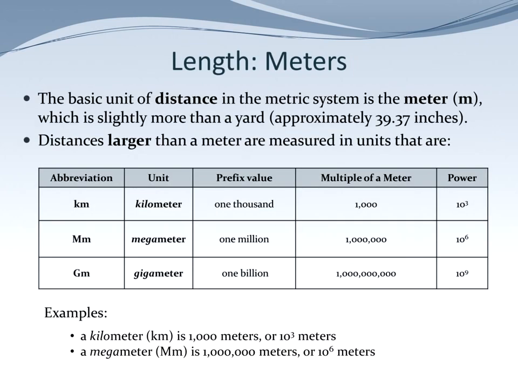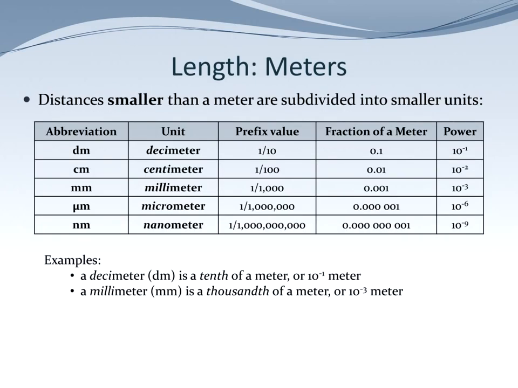The metric unit of length is the meter, which is slightly longer than a yard. We can describe distances that are larger than a meter by using a metric prefix. For example, a kilometer is 1,000 times longer than a meter. We can also use metric prefixes that describe powers of 10 smaller than a meter. Notice that all of these powers of 10 are negative exponents. For example, a millimeter is 1,000th of a meter, or 10 to the minus 3 of a meter.